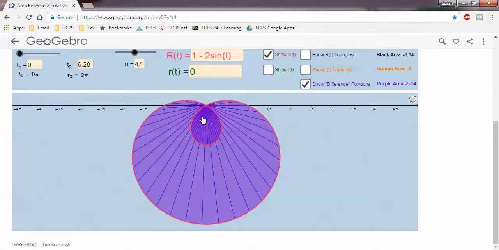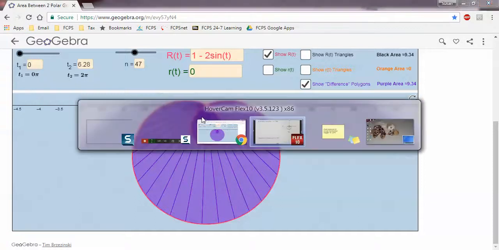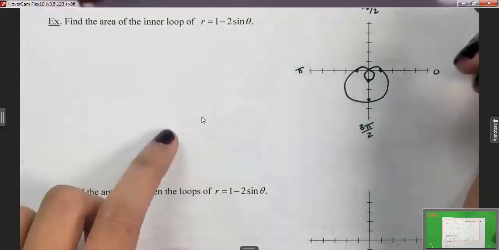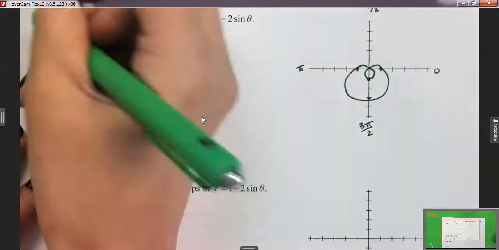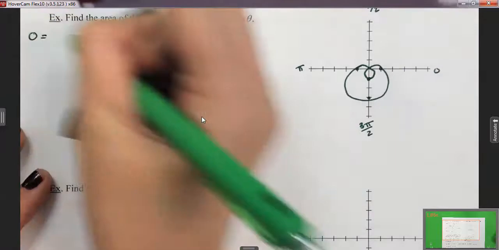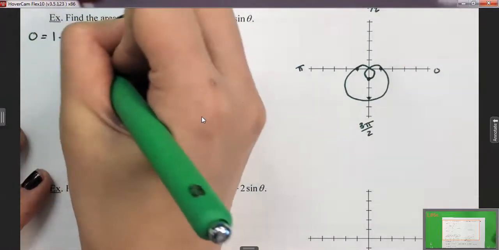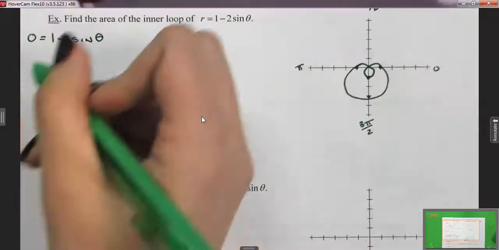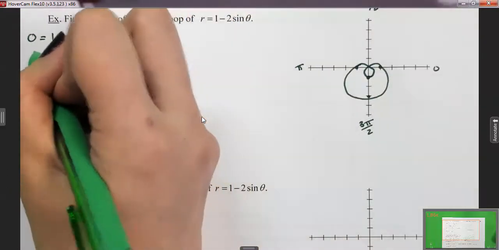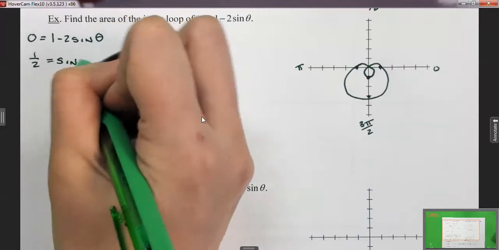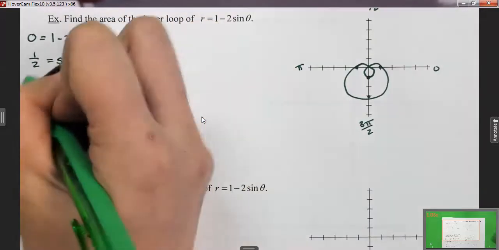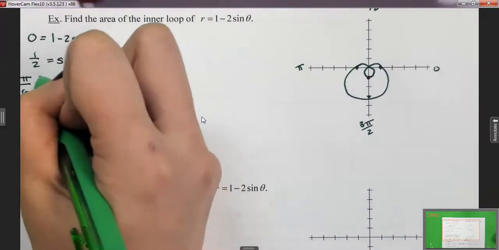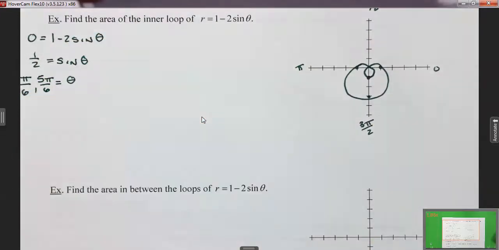And it's going to hit the pole when r equals 0. So right here I hit the pole, so we're going to set this equal to 0. That's where I'll know where my inner loop starts and ends. So 1 minus 2 sine theta equals 0. So 1/2 equals sine theta. So theta, it starts and ends at pi over 6 and 5 pi over 6, right?